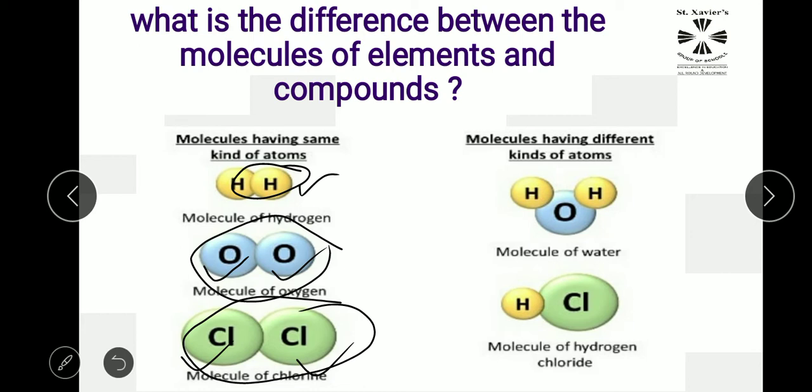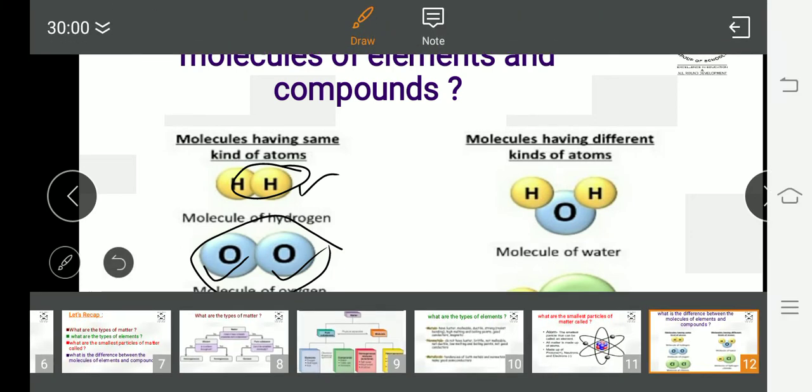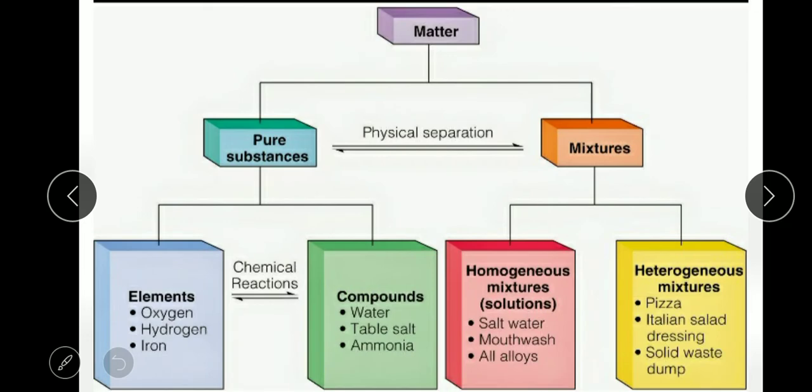If all the atoms are same, we'll call it element. Sorry, students, just a minute. We'll call it element. If the atoms are same, we'll call it element, students.